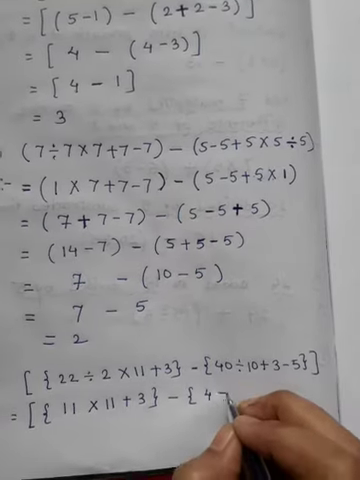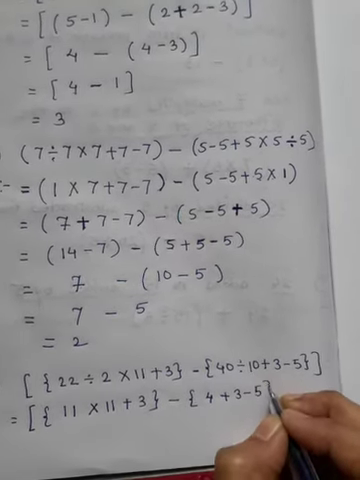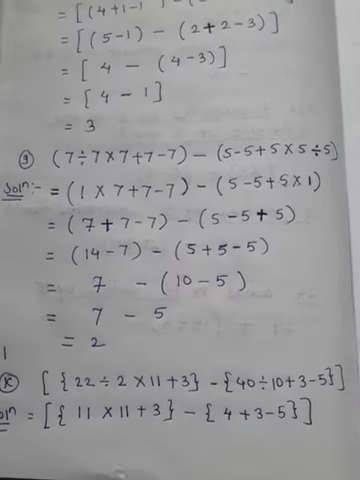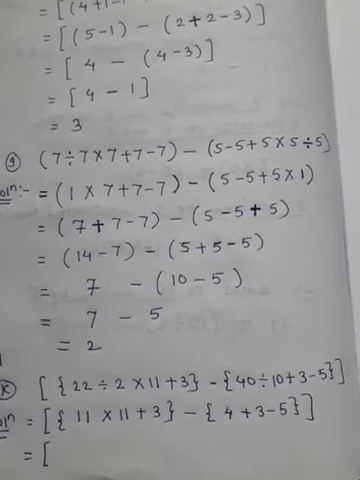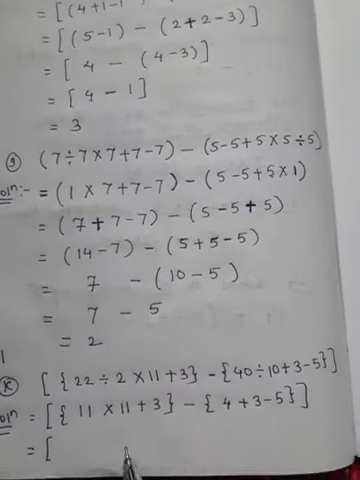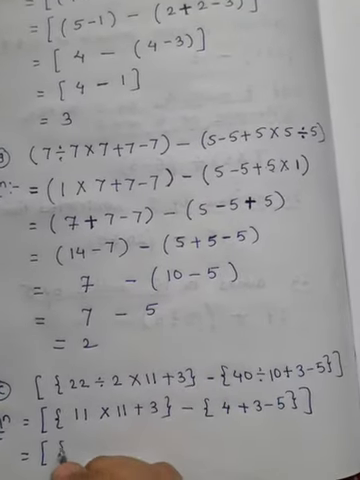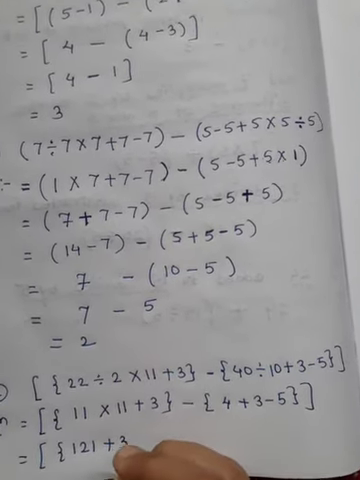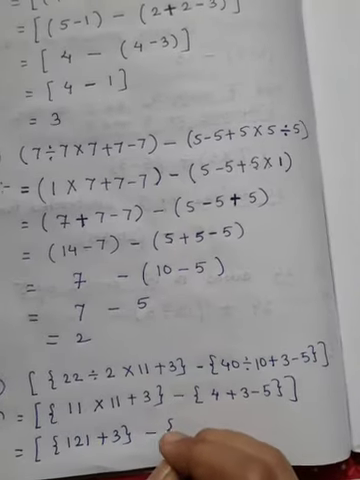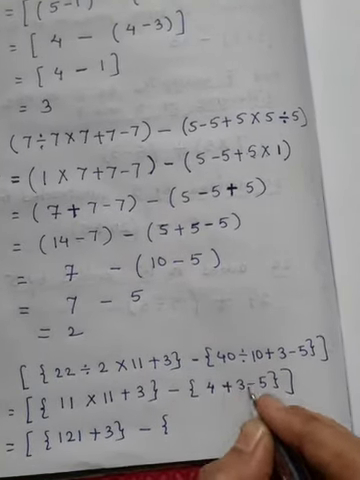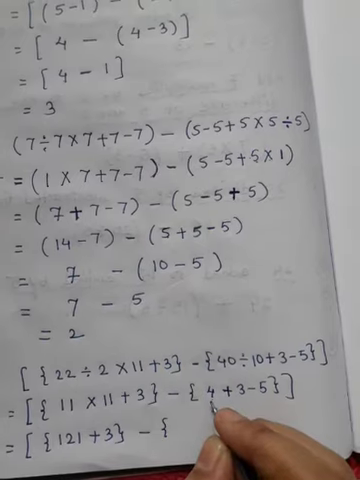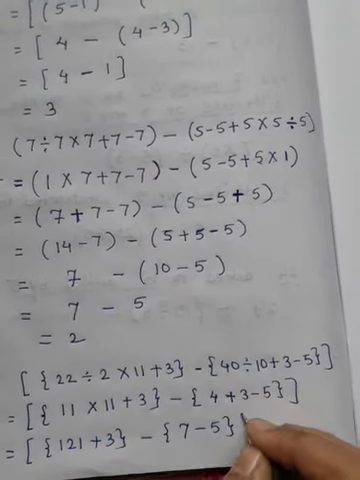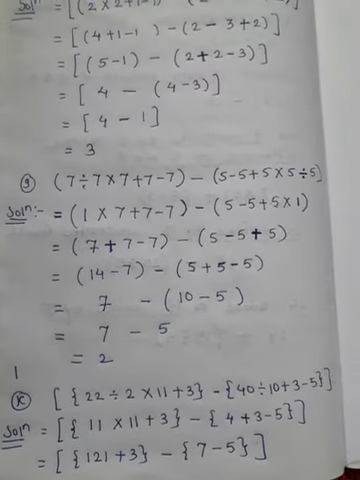Write remaining term as it is, plus 3 minus 5, second curly bracket completed, square bracket completed. Now see, there remain two operations in the first curly bracket. So 11 into 11 gives you 121, plus 3 as it is, minus, here there is addition and subtraction. First do addition. 4 plus 3 is 7, write minus 5 as it is, second curly bracket completed, square bracket completed.